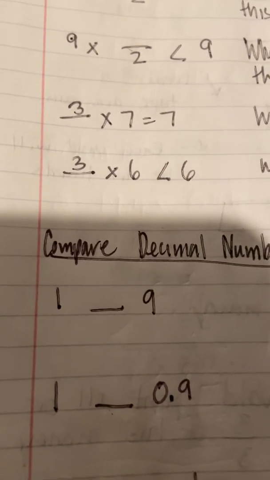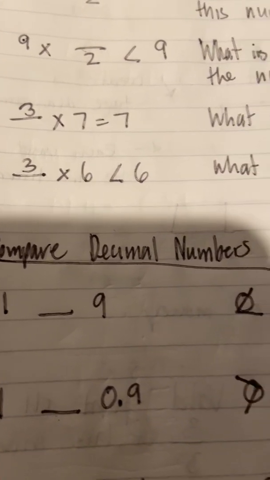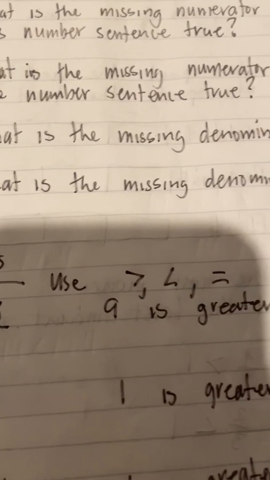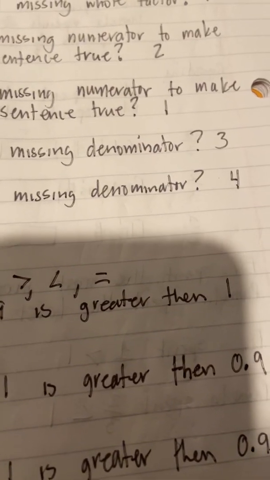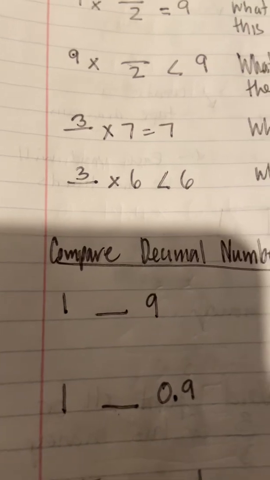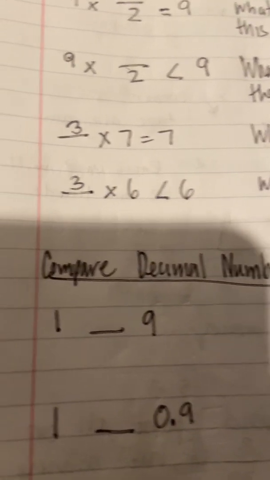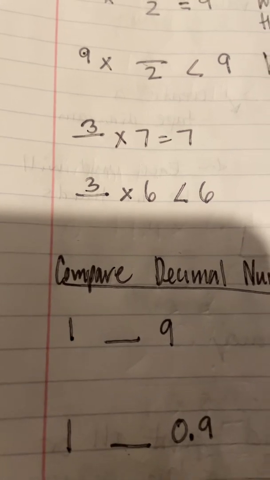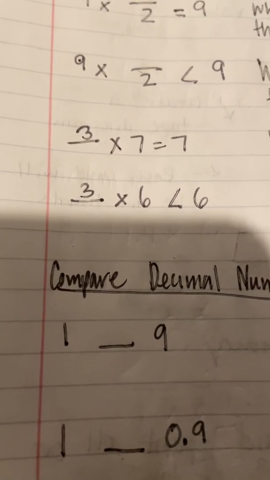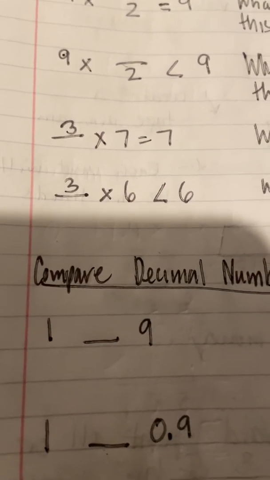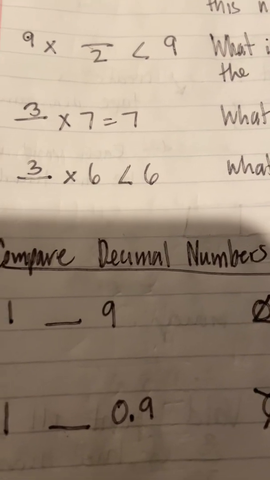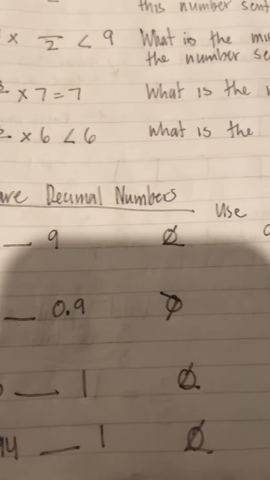3 over blank times 6 is less than 6. What is the missing denominator? If you said 4, you would be correct. 3/4 times 6 is less than 6 because 3/4 would be less than a whole, and that would make this number sentence true because our answer has to be less than 6.